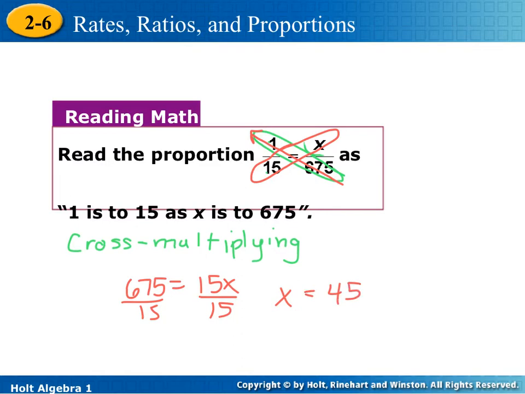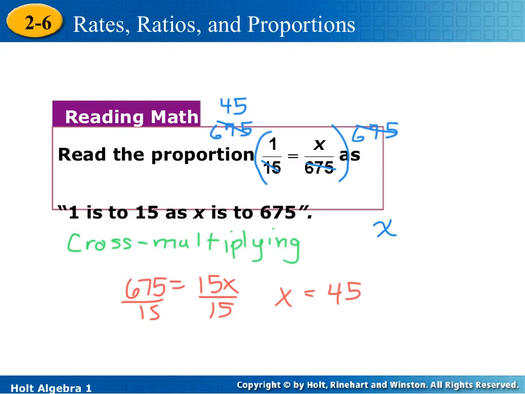I do want you to know the reason that works. I usually spend a lot of time on this, figuring out why that works. It's because of the multiplication property of equality. One of the reasons I have you learn to clear out fractions is because it's the same idea here. The common denominator between those two denominators happens to be 675. And when I multiply both sides by 675, on the left, 675 divided by 675 leaves x. And on the right, 15 goes into 675 45 times.